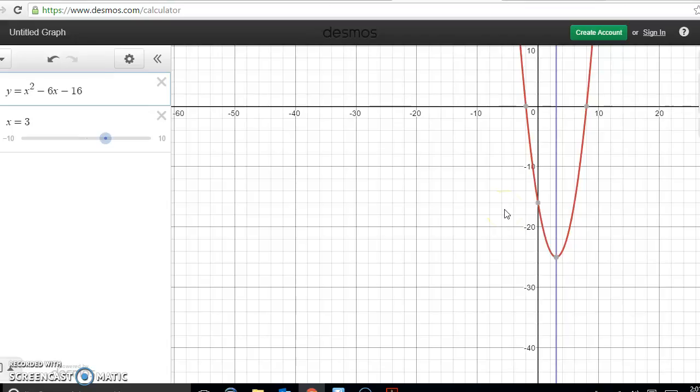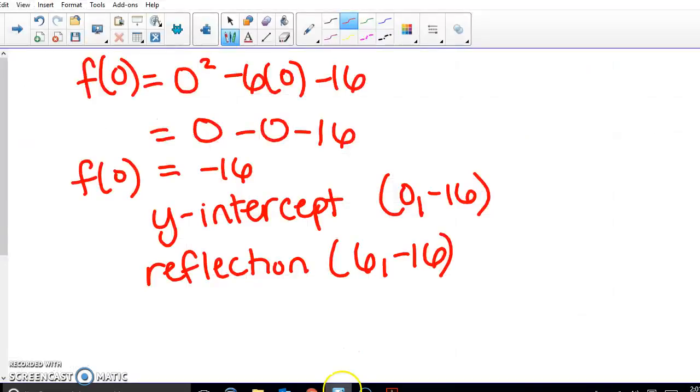The next thing we're going to look at is maximum and minimum. A good rule of thumb is if your parabola opens upwards, like this one here, you have a minimum value, and if your parabola opens downward, you have a maximum value. And for a parabola, if you're opening upward, your minimum value is your vertex, and if you're opening downward, your maximum value is also your vertex.